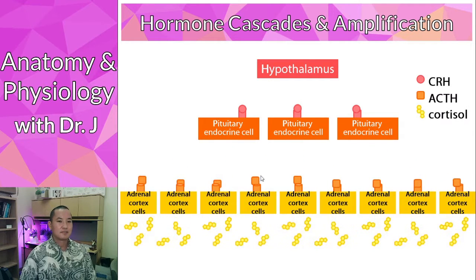So here's a typical hormone cascade. We have CRH, ACTH, and cortisol. Now, we talked about how to make a hormone signal once you initiate it, how to make it stronger and stronger.